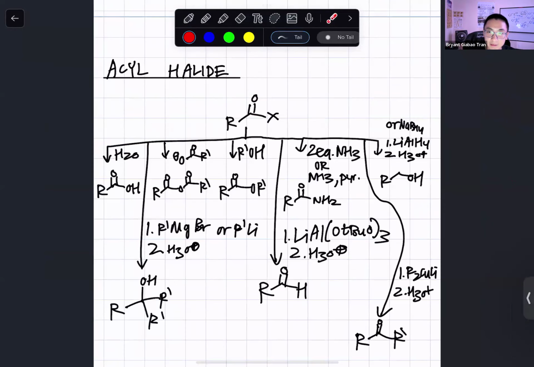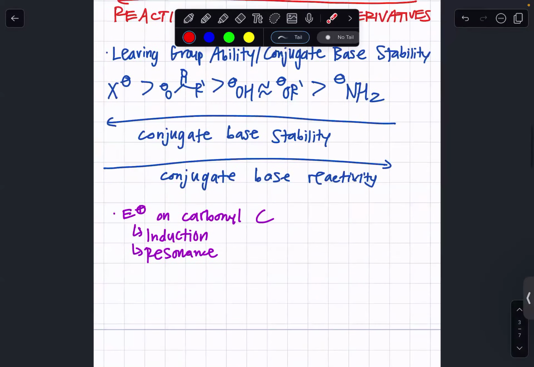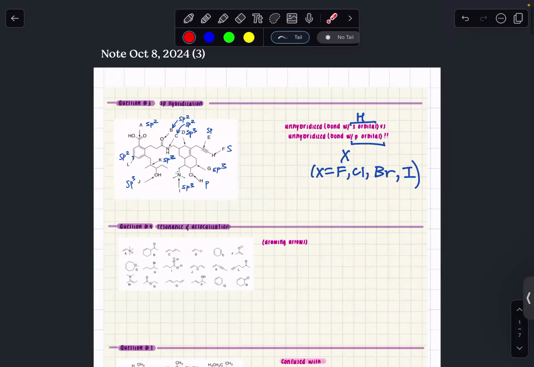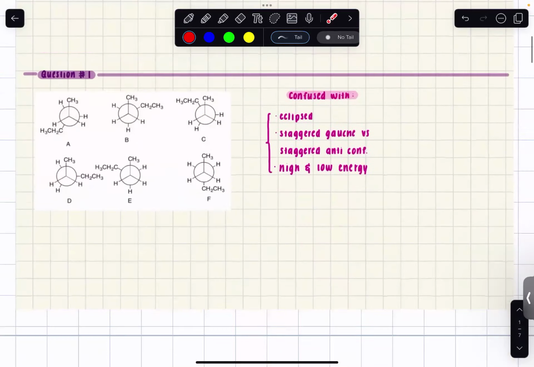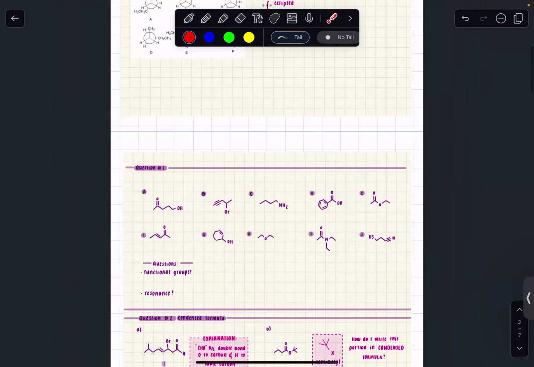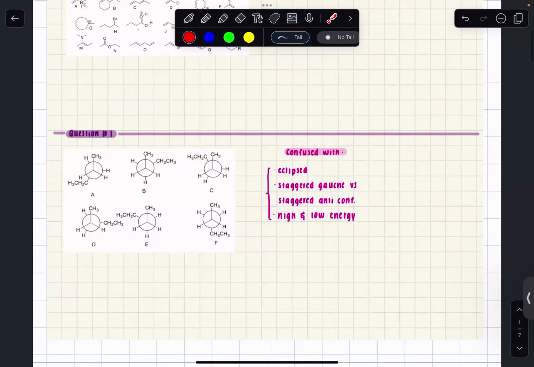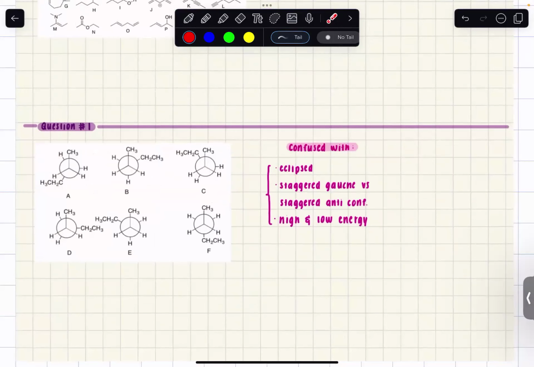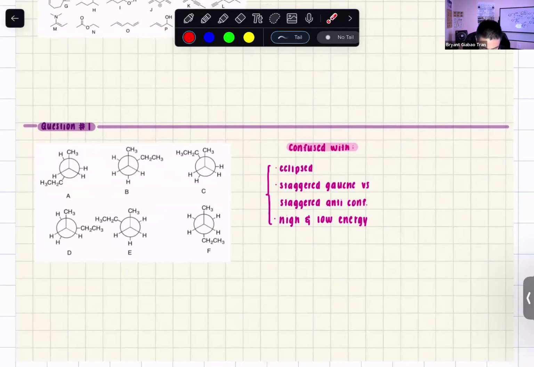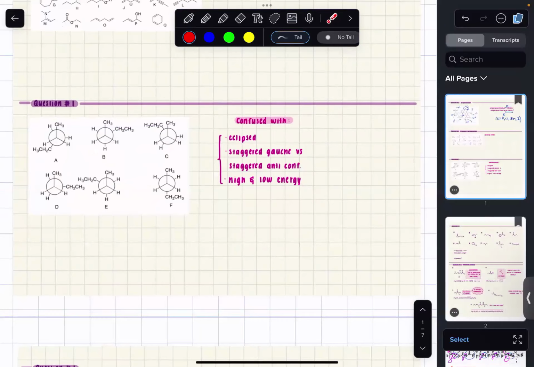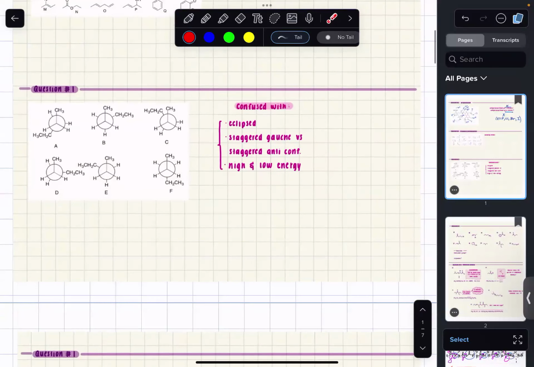Okay. Let's go back to 118A. Elysia, do you have any practice problems that you wanted to go over, or any specific questions? Let me see real quick. Oh yeah, there was one. I was a bit confused with eclipsed and staggered. That's what we learned last lecture, but I was a bit confused about the differences between eclipsed, staggered, gauche, and anti. And then determining high and low energy. High and low energy. Right, right.